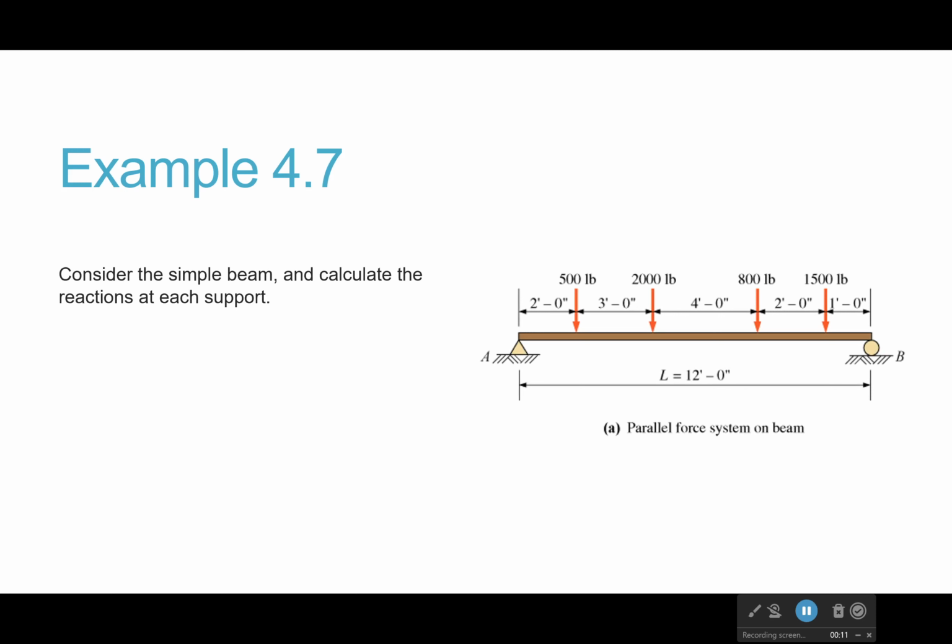Hello everyone, welcome back. So let's try out a few more example problems. This is example 4.7. We've got a simple beam, and we're going to calculate the reactions at each support.